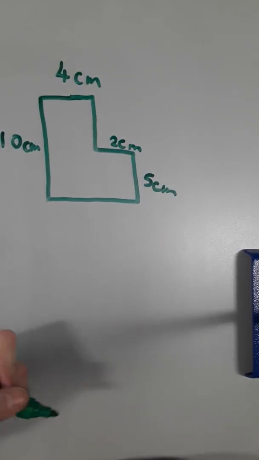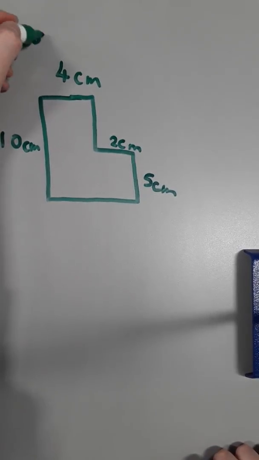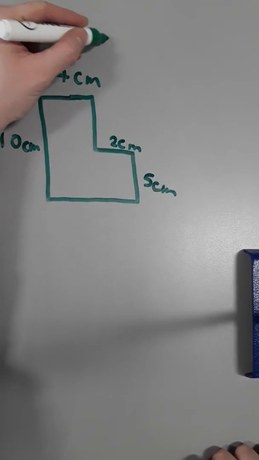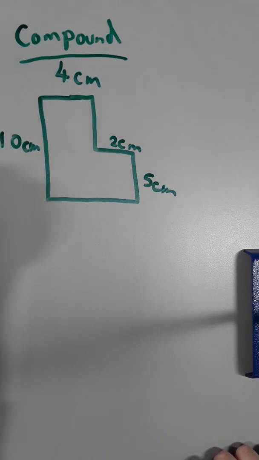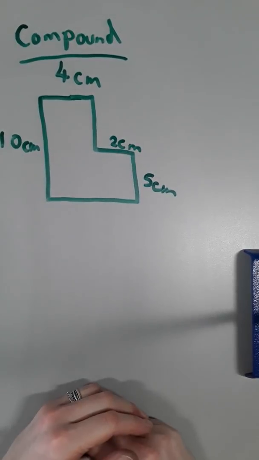Okay, so today I wanted to talk to you about compound shapes. Why they're called compound is because they are made up of different shapes added together. And that's the same as in chemistry. You have a compound, it's when different chemicals are combined.